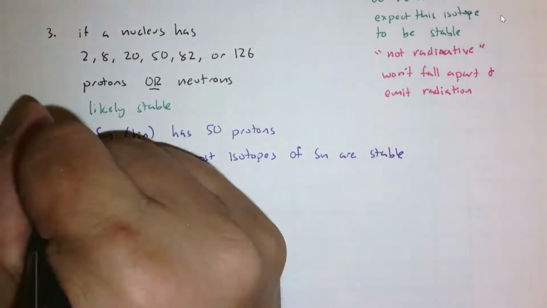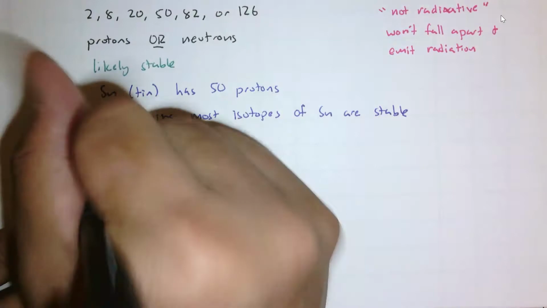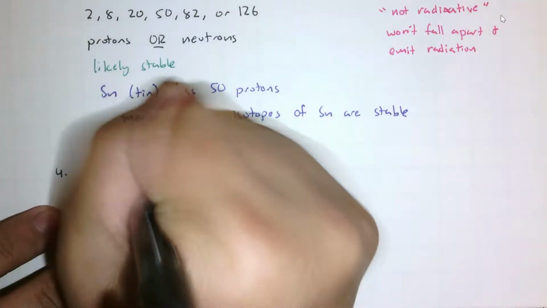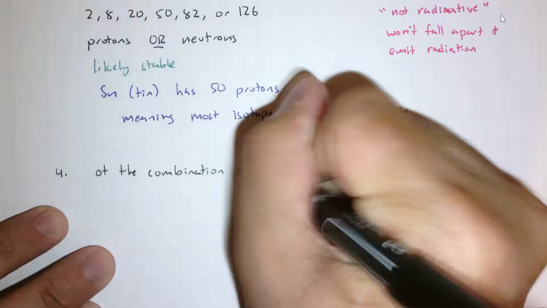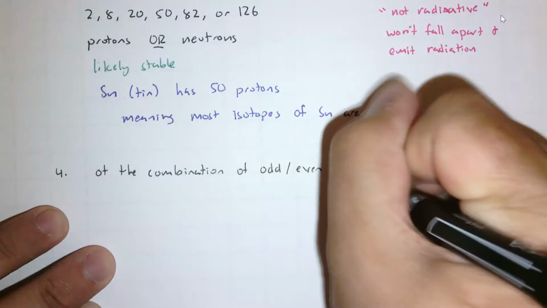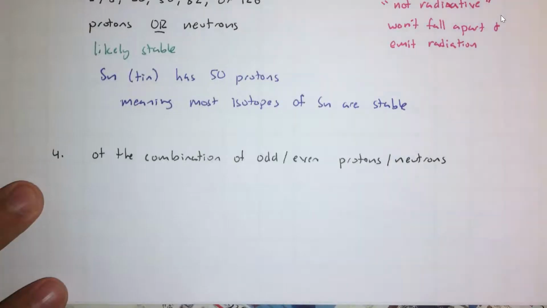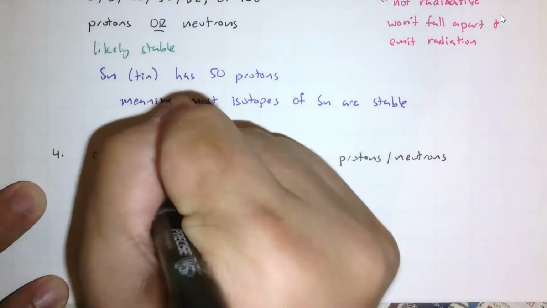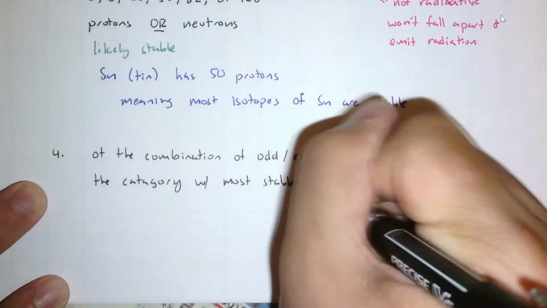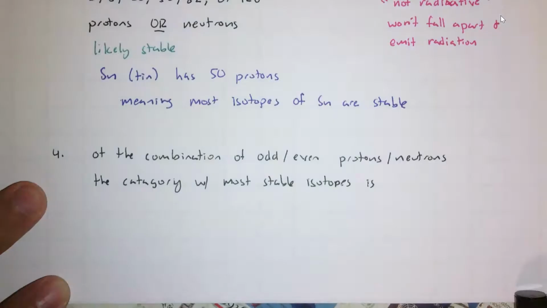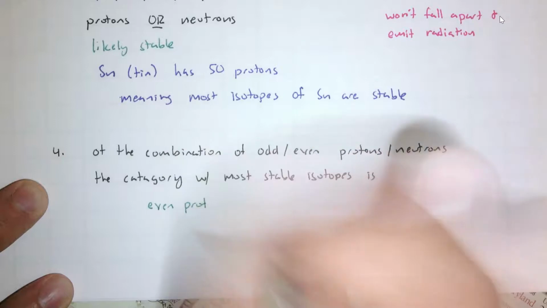Number 4. This is a weird one. Of the combinations of odd and even protons and neutrons, the category that has the most stable isotopes is even protons with even neutrons. Like even amounts, 2, 4, 6, 8, etc.